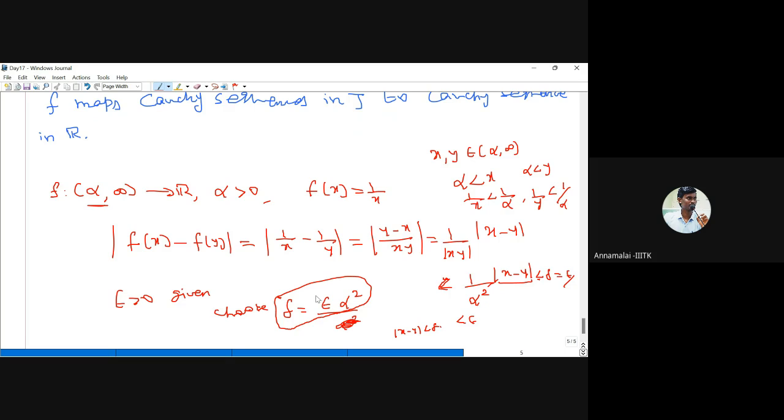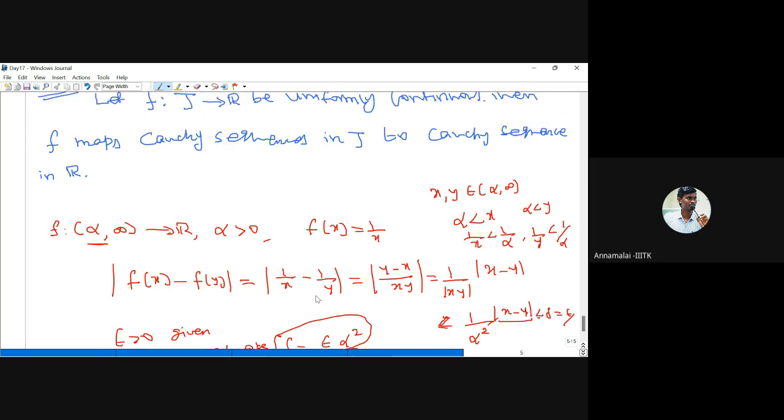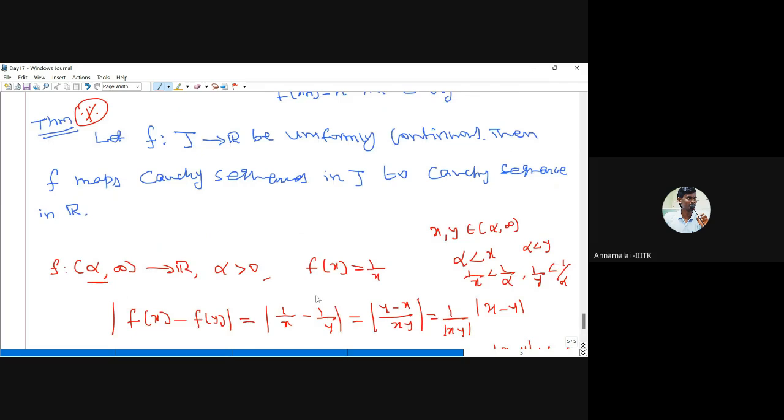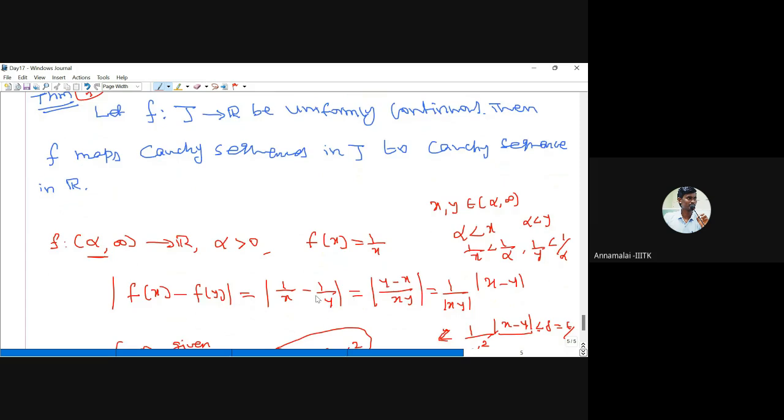If you take alpha greater than 0. If alpha equal to 0, the function is not uniformly continuous, because if it were, it would take a Cauchy sequence to a Cauchy sequence, but this does not happen. It's one of the important theorems on uniformly continuous functions.